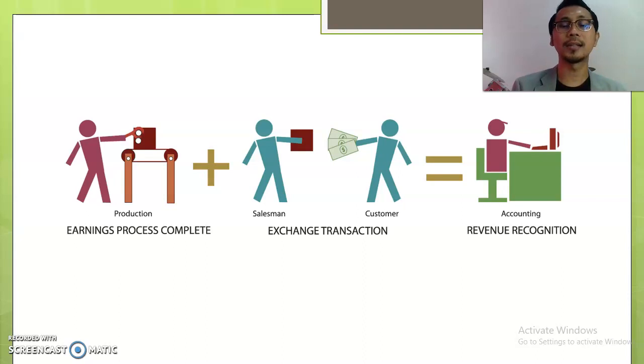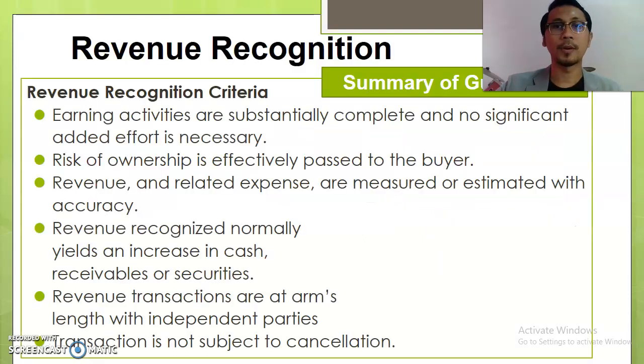These are the transactions that happen when you sell a product to your customer. First, start with some introduction here, where the trading process is complete. Then there will be an exchange transaction between the seller and the buyer, and then you will recognize the revenue. Now, let's look at the criteria in terms of revenue recognition.